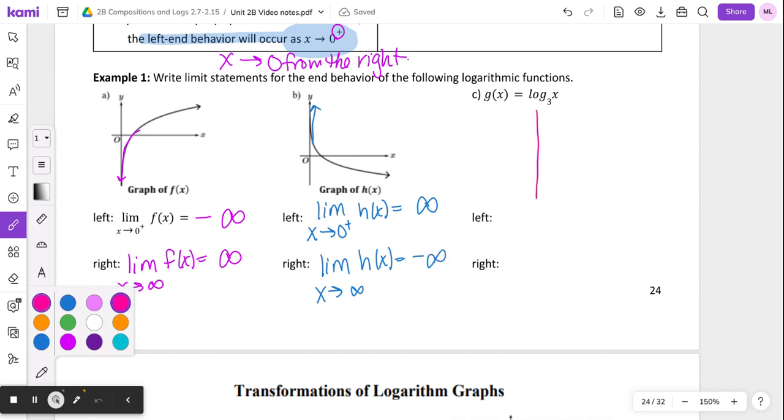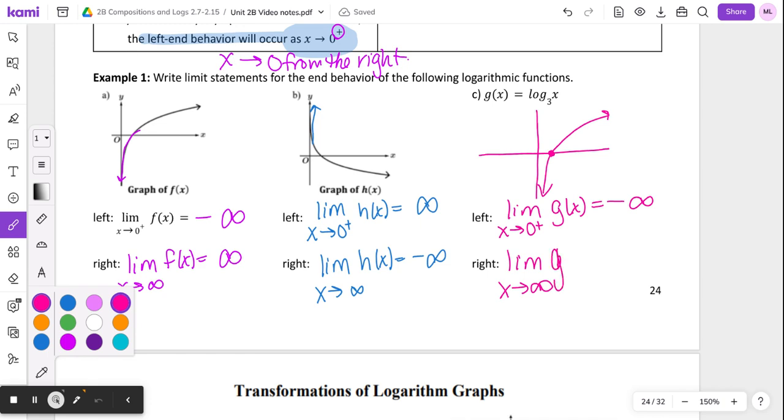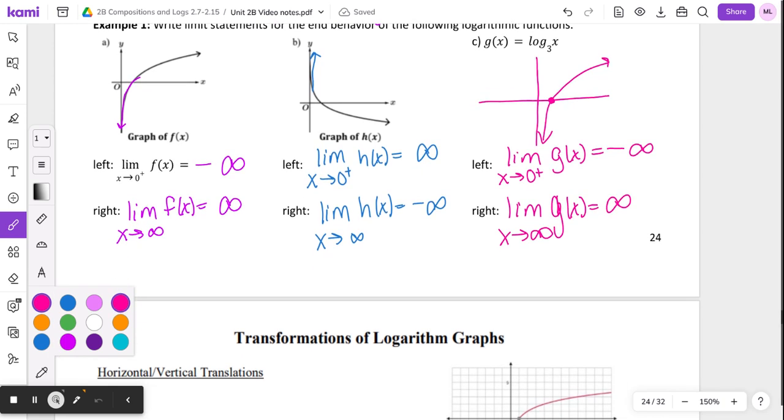All right, now the last one, it would help to make a little sketch of it. So we know that there is that point, and if it's 3, it's going to be an increasing function. So the limit as x approaches 0 for g of x from the right, that's going down forever. And the limit as x approaches infinity, that's getting infinitely larger.